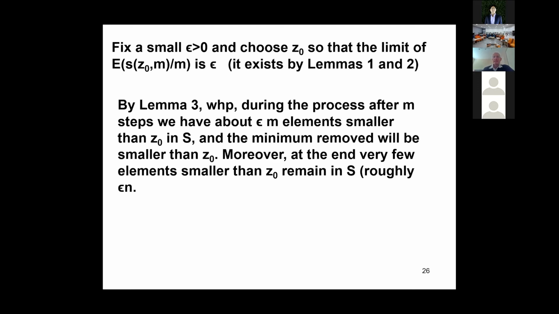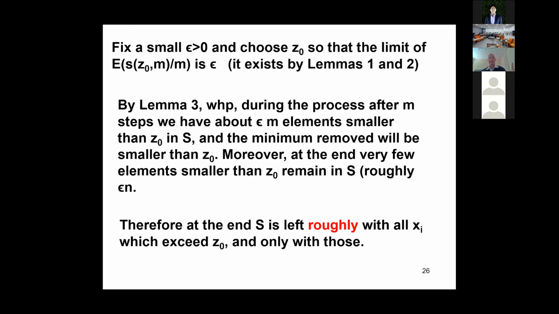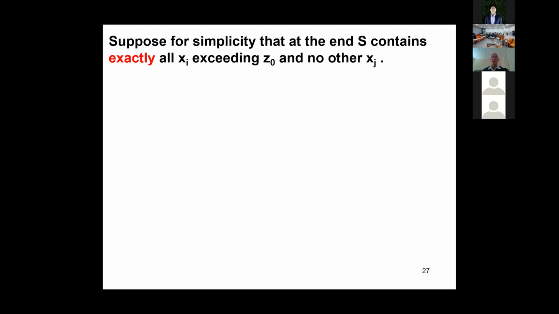And moreover, at the end, very few elements smaller than Z naught remain in S, because only epsilon N of them will be there. This is how we define it. So this shows that at the end, what we have for S is roughly all the xi which exceed Z naught, and only those. All the ones that are below Z naught have left, right? Or almost all. So now suppose for simplicity that indeed at the end, S contains exactly all xi exceeding Z naught and no other xj.